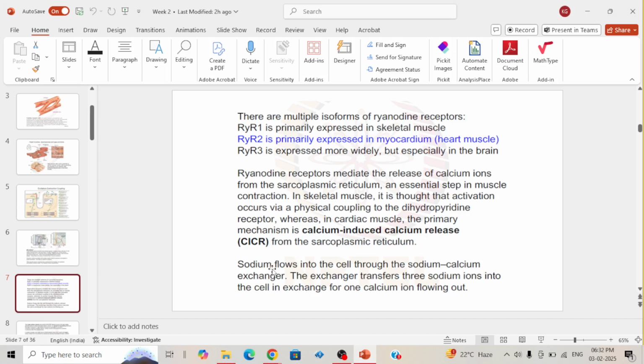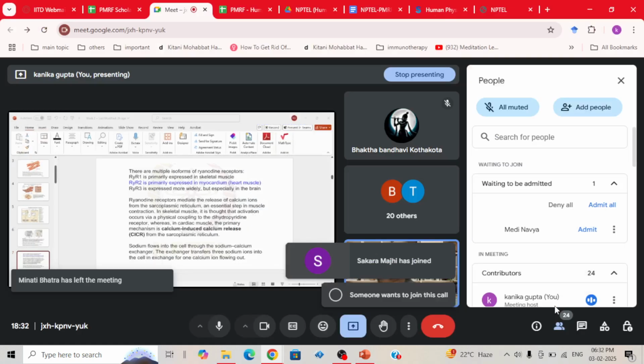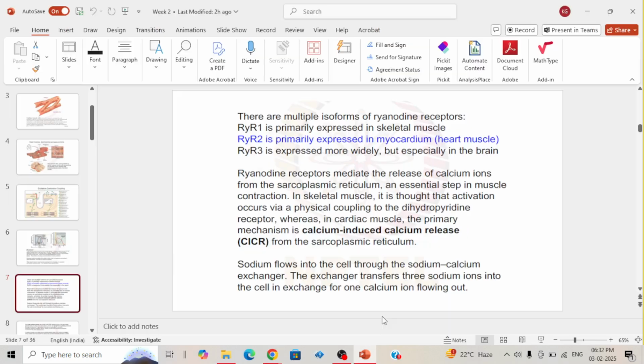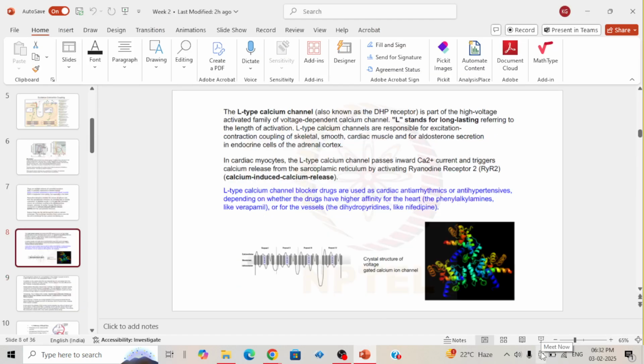And I told you there is an exchanger on the plasma membrane which will exchange calcium ions in exchange of sodium ions. Three sodium ions enter inside the cell in exchange of one calcium ion going outside, which is further maintained by the sodium potassium pumps. Then the next thing is L-type calcium channels. As I told you earlier, these are the long-lasting slow calcium channels.